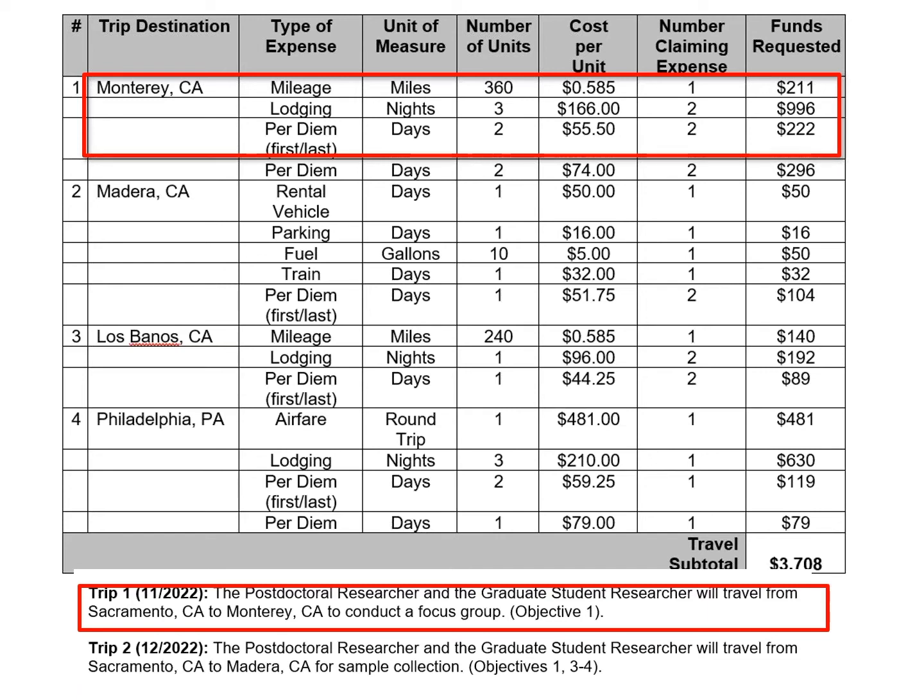Now, the third and fourth expenses requested are meals. Note that the rate of per diem is different for the first and last day of travel, where only 2 meals can be claimed, versus full travel day meals, where 100% of the per diem can be claimed.